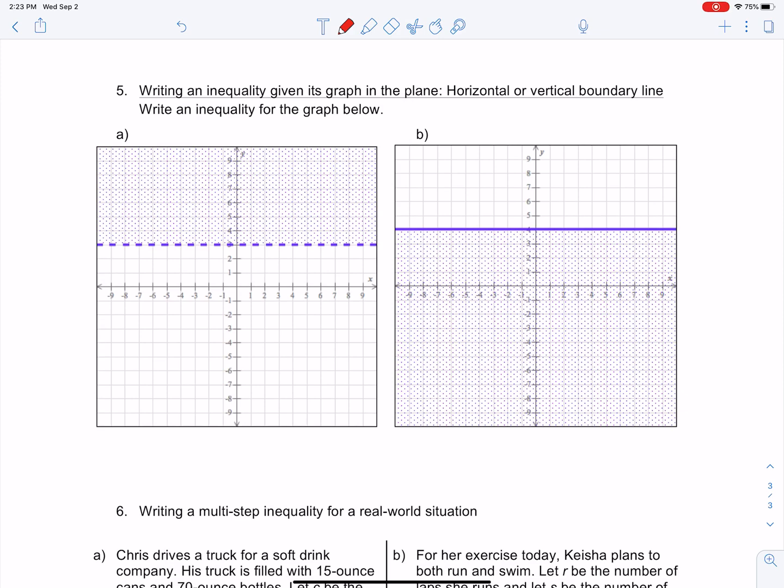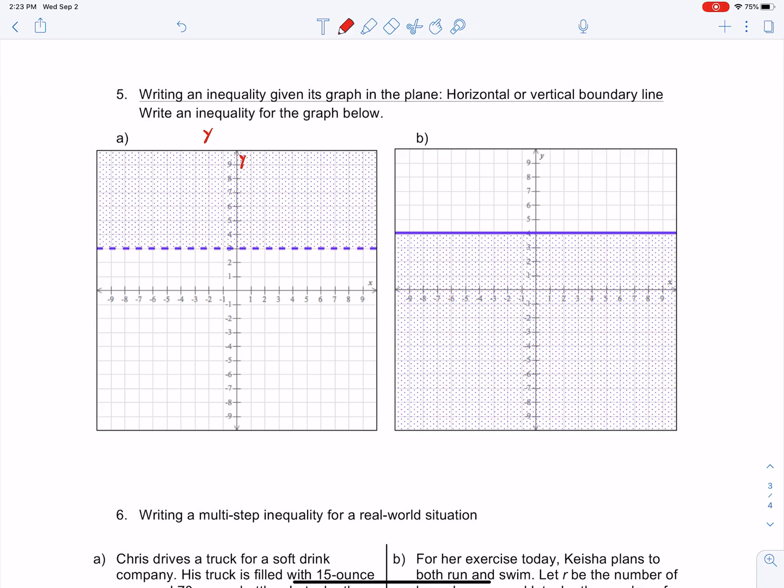Writing an inequality given its graph in the plane, horizontal or vertical boundary line. Write an inequality for the graph below. So they already graphed this for us, and I see that it's a horizontal line, meaning it's crossing through the y-axis. And even from memory, I know that it's going to be y. But I need to see where this dotted line crosses the y-axis, and it crosses it at a positive 3.